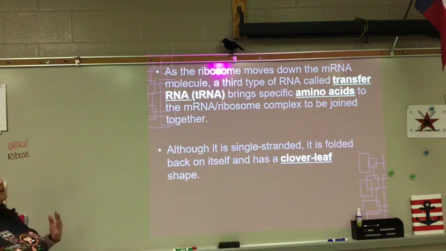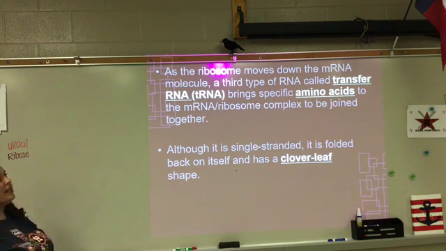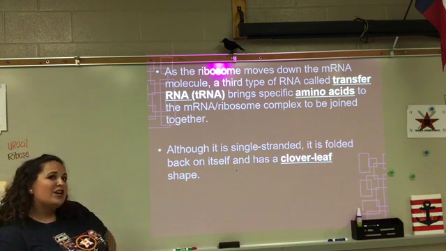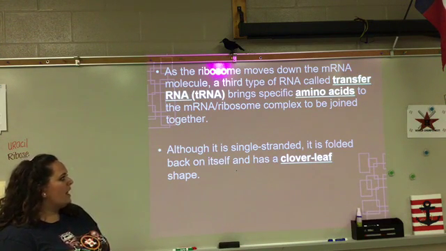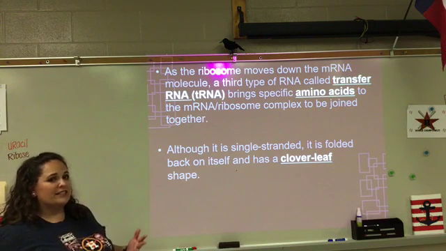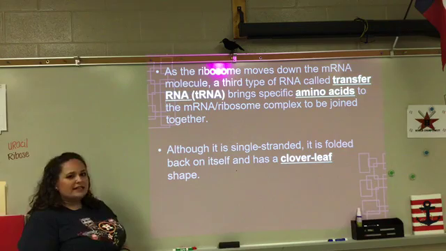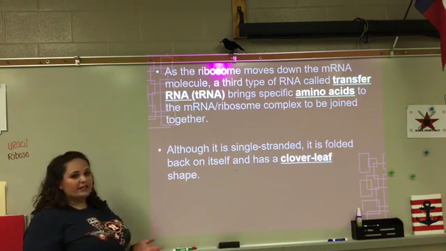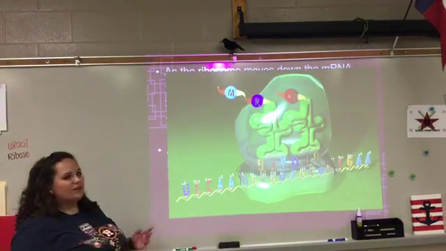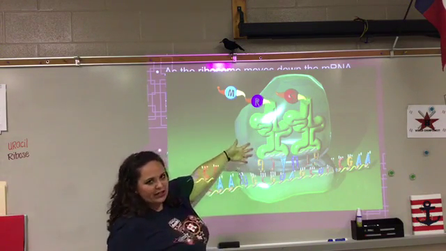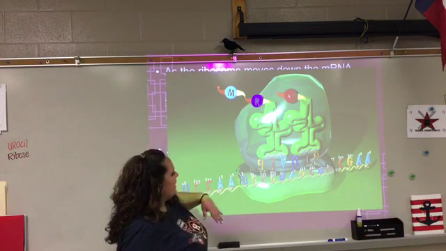As the ribosome is moving down the mRNA molecule, a third type of RNA called transfer RNA, or tRNA, is going to bring specific amino acids to the mRNA ribosome complex so that they can be joined together. Although the tRNA molecule is single-stranded, like all types of RNA, it is folded back on itself, and it resembles a clover leaf shape. If you use your imagination, you can see that it kind of looks like a clover. It's green in this picture to help you visualize that.